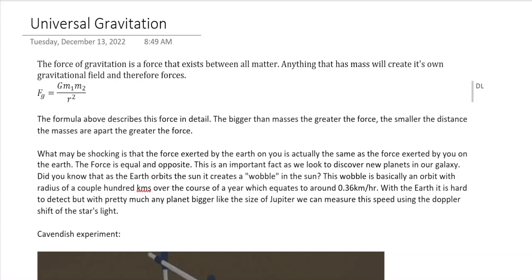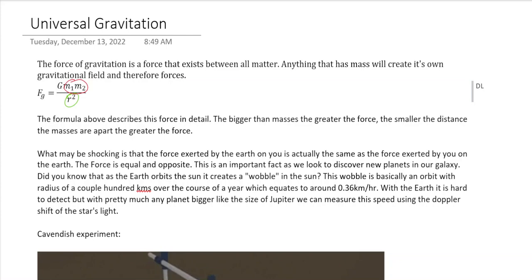The formula above describes this force in detail. The bigger the masses, the greater the force. The smaller the distance that the masses are apart, the greater the force. So basically, if you look at this formula here, as R increases, F decreases, and as M increases, F increases.